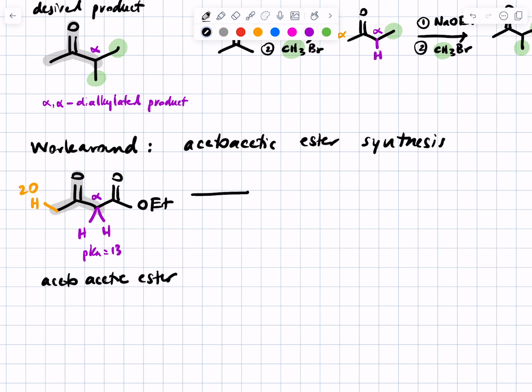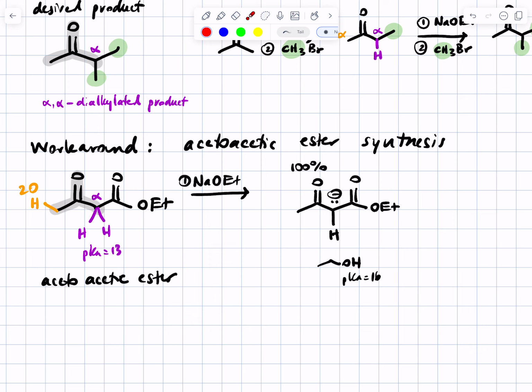The other big advantage is I don't need to use a very strong base at all. In fact, I can use sodium ethoxide. And I can use this and it will give me in 100% yield the enolate of acetoacetic ester in which I have a negative charge on the purple alpha carbon. And that is because the conjugate acid of my base, ethoxide, is ethanol, which has a pKa of 16. So you can do the math. We're favoring this by a factor of more than 1,000, or about 1,000 anyway.